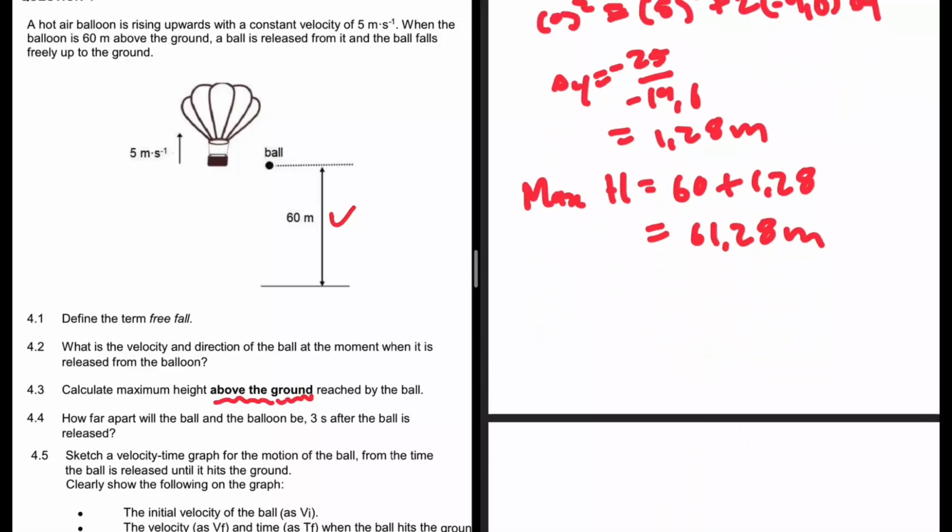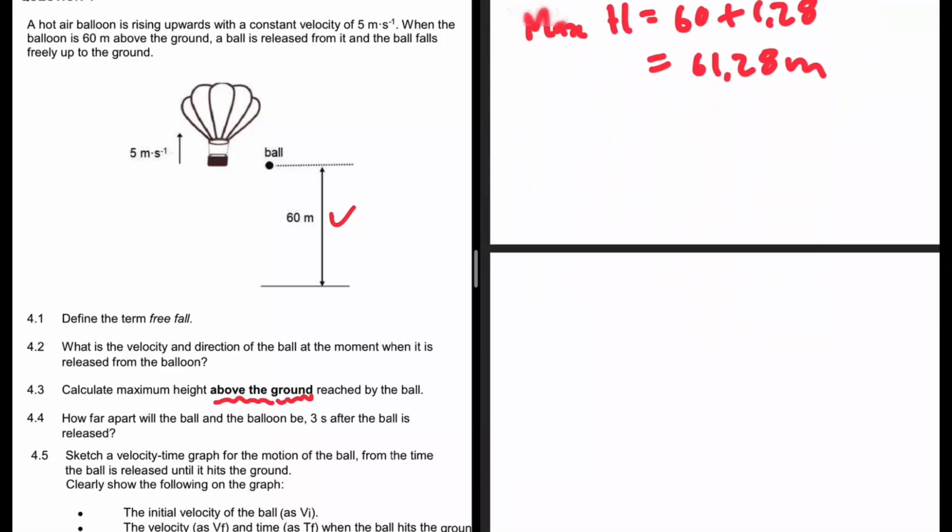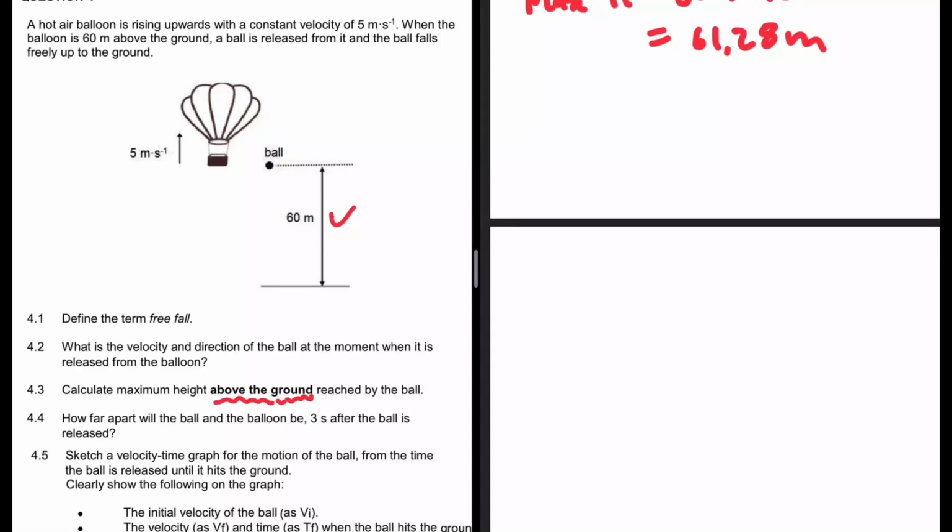Okay, and then 4.4, how far apart will the ball and the balloon be 3 seconds after the ball is projected? Okay, so the balloon keeps rising at a constant velocity, and our ball, obviously, starts by going up for some time and then it starts going down. So we want to calculate how far apart they are. So let's start with the displacement of the balloon.